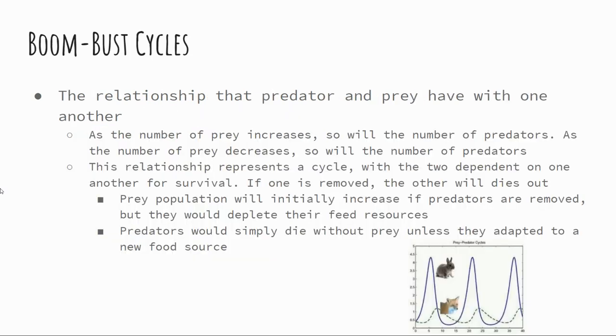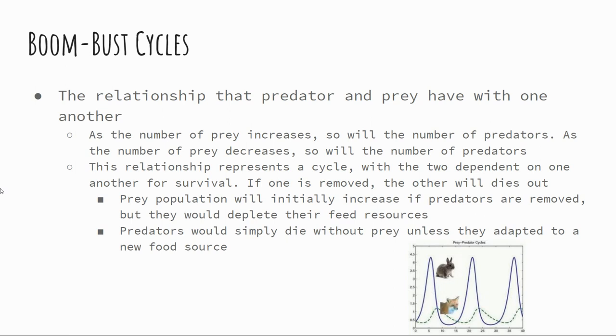Boom-bust cycles: this is the relationship between the predator and prey populations. As the number of prey increases, the number of predators will also increase in response to more food. This will cause the number of prey to decrease, which means less food, which in turn will cause the number of predators to decrease.